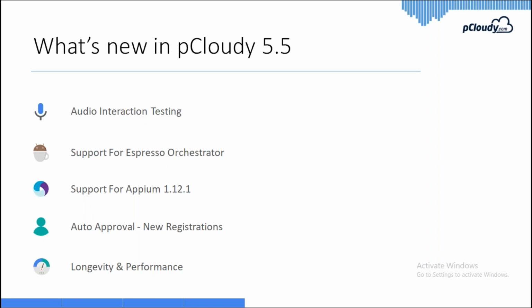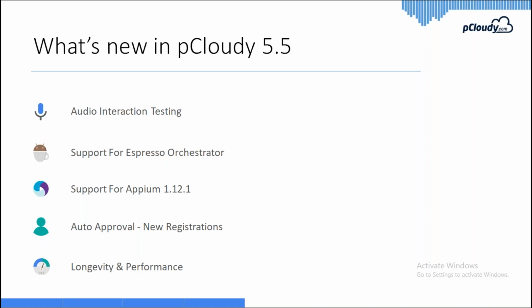Support for the Espresso Orchestrator. Basically, Espresso was already there, but Orchestrator was not, so we have actually given the support for that now. We also have support for Appium 1.12.1. This is the most stable version right now available, so we have given the support for 1.12.1. We have something called auto approvals for the new registration. This is more from the private or the on-premise cloud, not from the public cloud per se. And we have something called longevity and performance.